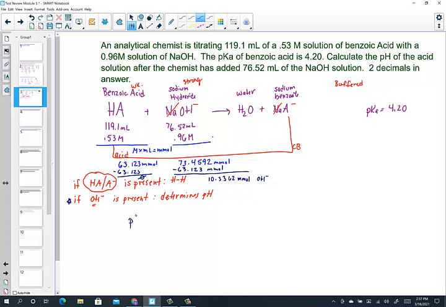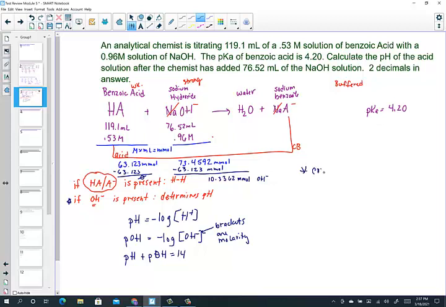Here's what we know. pH is equal to the negative log of the concentration of the hydrogen ion. We also know this formula. pOH is equal to the negative log of the hydroxide ion concentration. And we know that the relationship between those two numbers is always 14. Remember that these brackets stand for molarity, not moles, not millimoles. We've got to change the millimoles back to molarity.